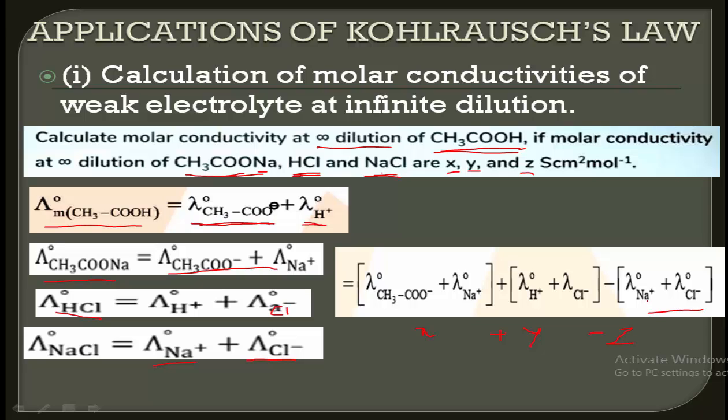Why should we write it this way? We need lambda naught CH3COO minus and lambda naught H plus. For that, we know the values of these three, that is X, Y and Z.